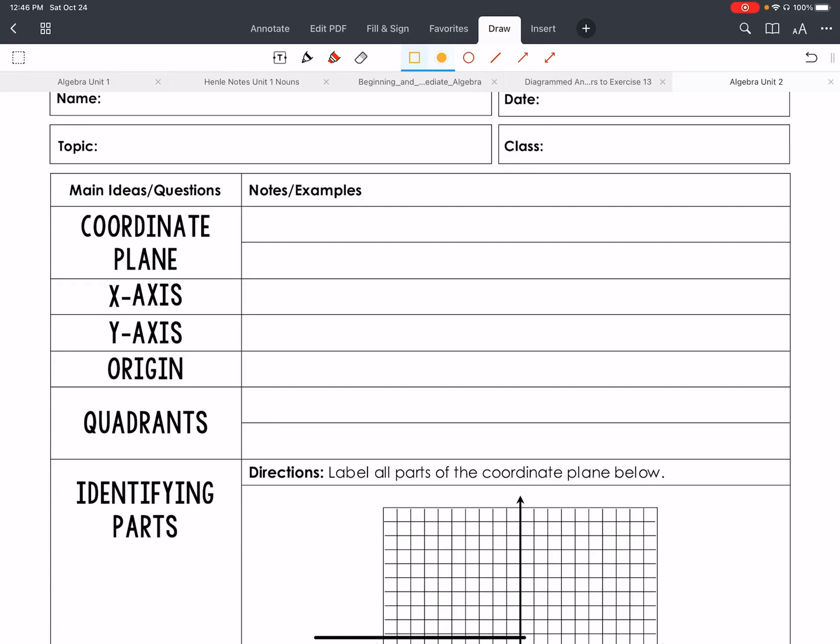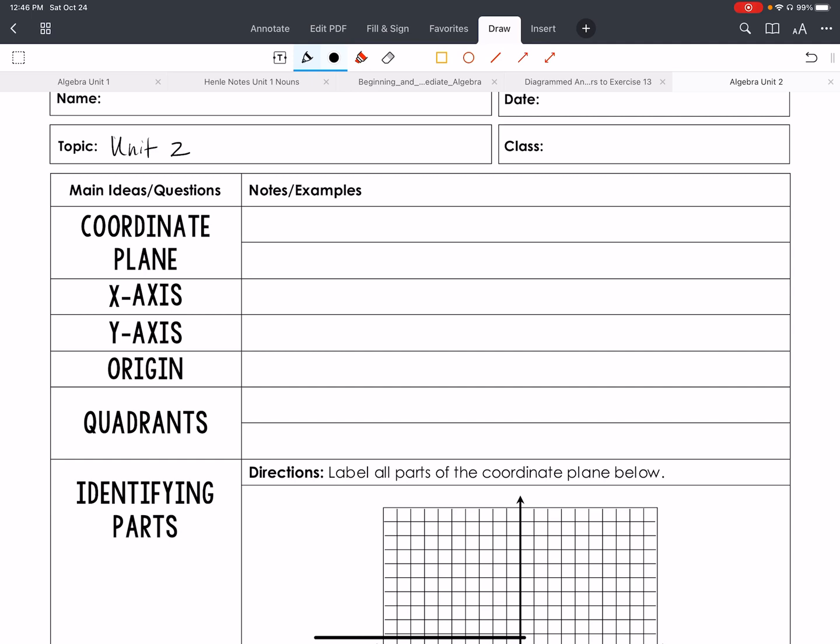Welcome back, students. Today we're starting Unit 2, which is going to have a lot of graphing involved in it. And so we're going to do a quick refresher course on what is the coordinate plane.